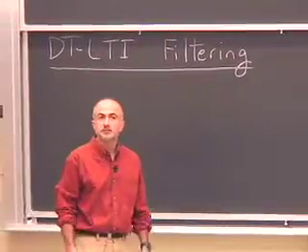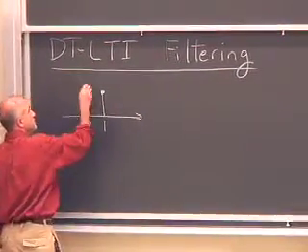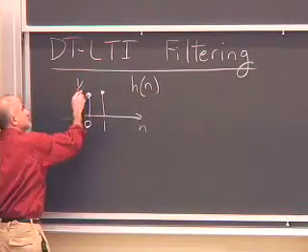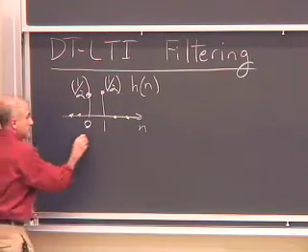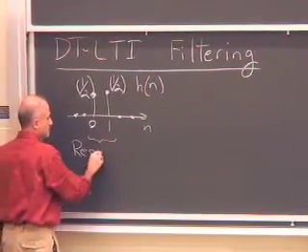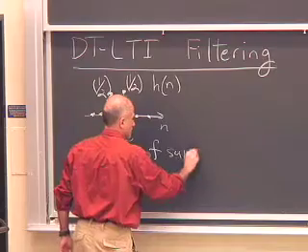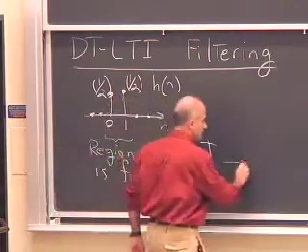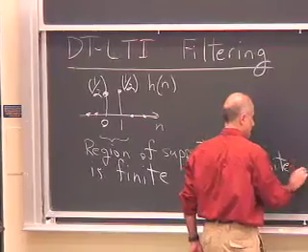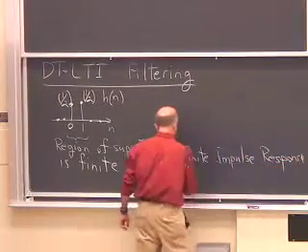All right, so last time we were talking about discrete time LTI filtering. We dealt with a very simple system, a filter whose impulse response had only two non-zero samples. And because its region of support, which is the interval over which its values are non-zero, was finite, we call that a finite impulse response or FIR filter.